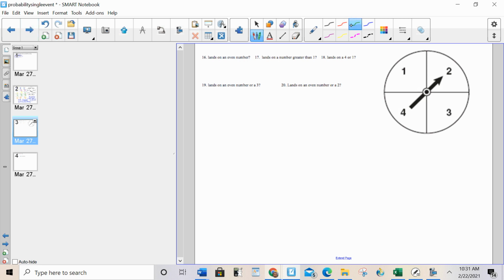Okay. Lands on an even number. Well, there's 4 possible outcomes. How many are even? 2 and 4. 2 of them are. Lands on a number greater than 1. Well, how many of these are? First of all, there's 4 potential outcomes. How many are greater than 1? 2, 3, and 4 are all greater than 1. 1 is not. 3 out of 4. Lands on a 4 or a 1. 2 out of 4.